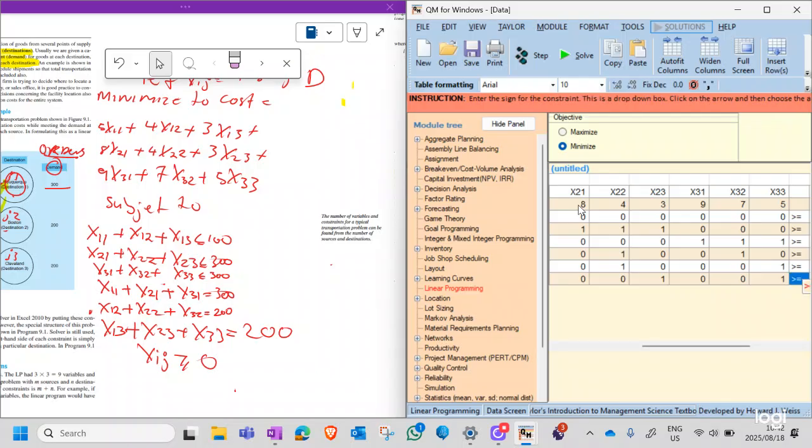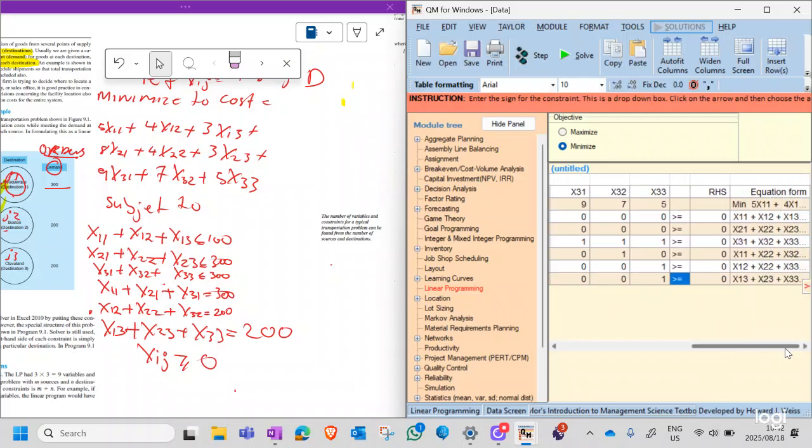Then obviously now we're dealing with the equal signs. These ones are less or equals to, less or equals to, less or equals to, less or equals to, and these ones are equals to, this one is equals to.